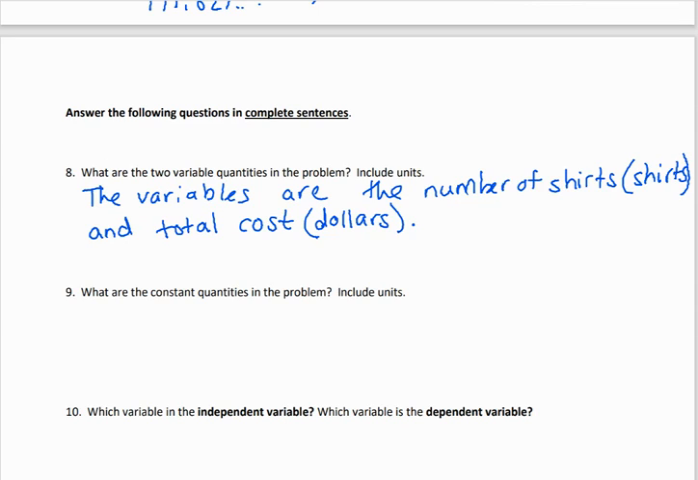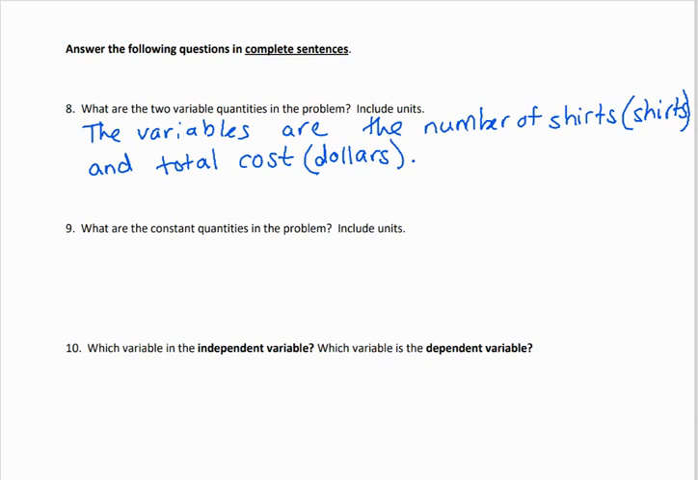And remember, it's the things that are changing. The shirts changed. We had 3 of them. Then we had 150 of them. The constants are what stays the same. So what always stayed the same throughout my calculations? There were some numbers there that never changed. Someone give me one of those numbers. Alyssa. 550. Good. What does that 550 represent? The cost of each shirt, right?